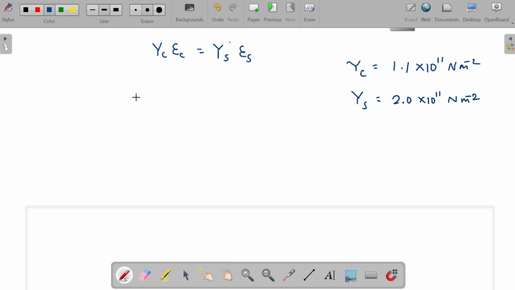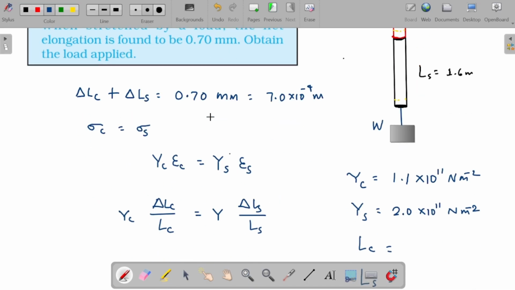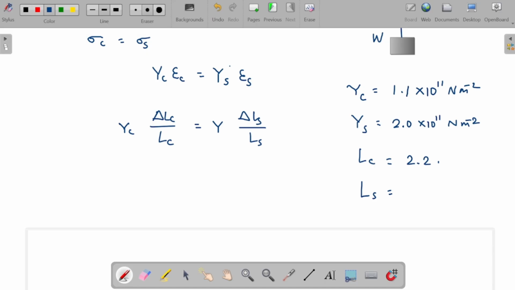So this one will be now, and this strain will be the change in length of this copper wire divided by length of this copper wire, and here we can write once again YC, and then here YS, the change in length in this, divided by LS. Now what are the lengths? So LC and LS, let me write it here. Copper wire is 2.2 meter and steel wire is 1.6 meter. So this is 2.2 meter and this is 1.6 meter.